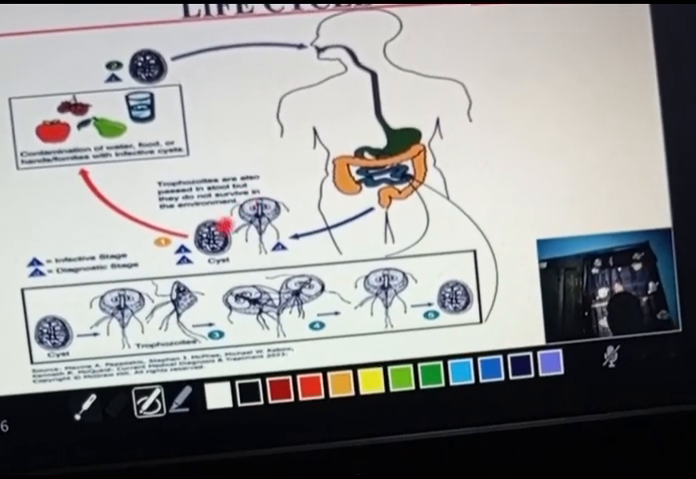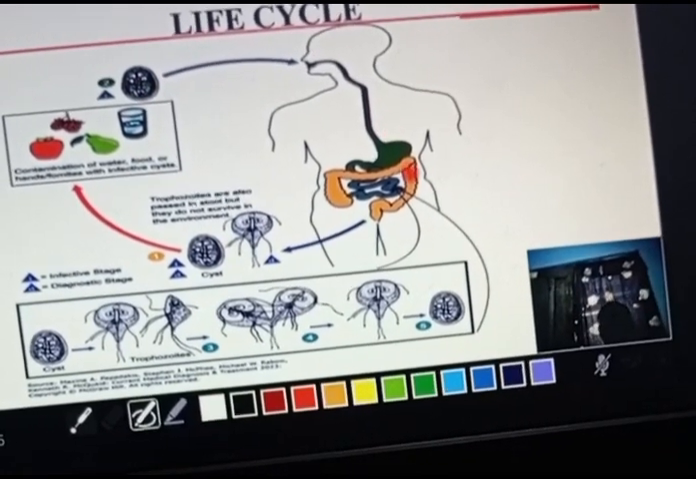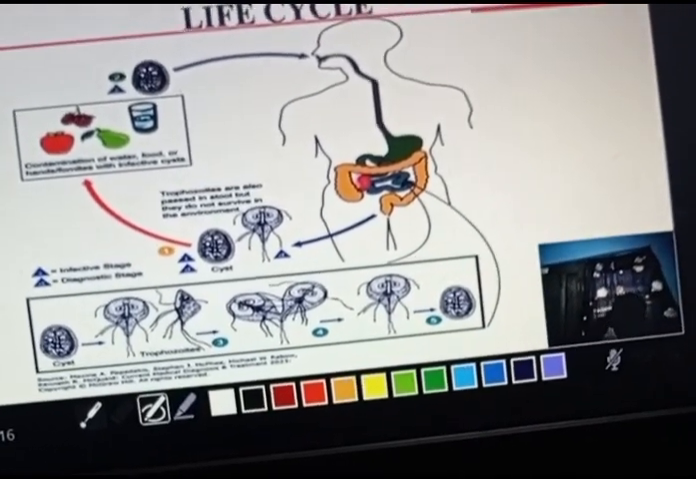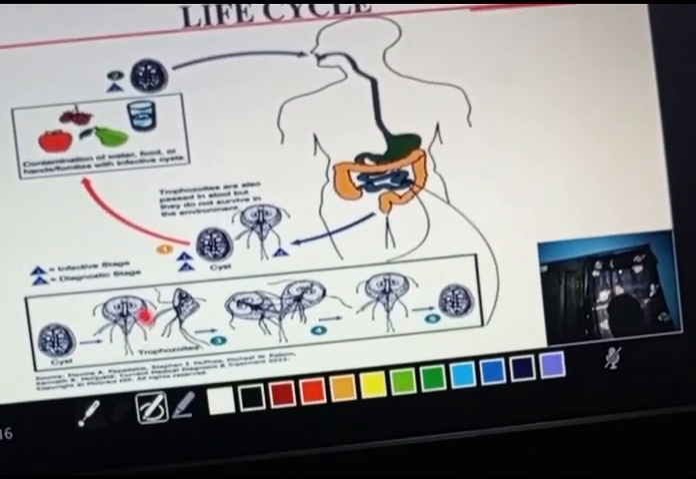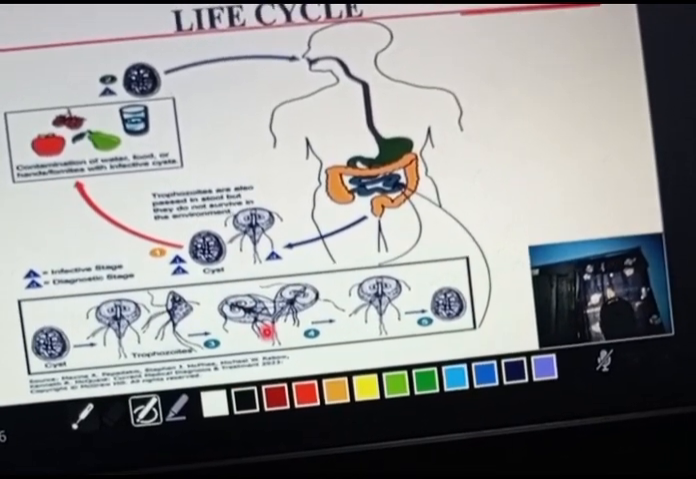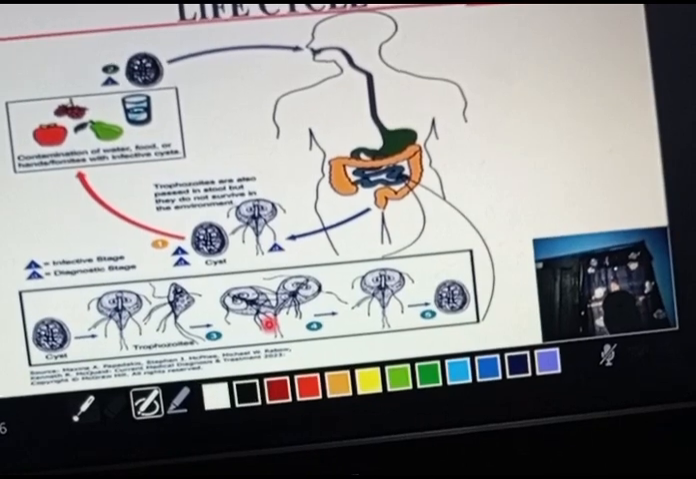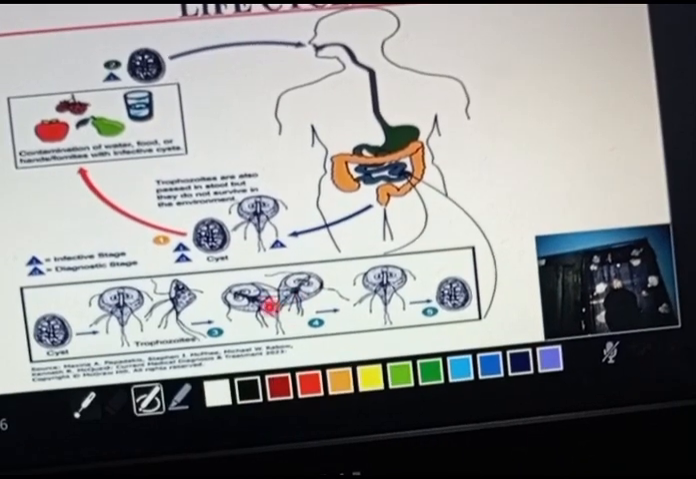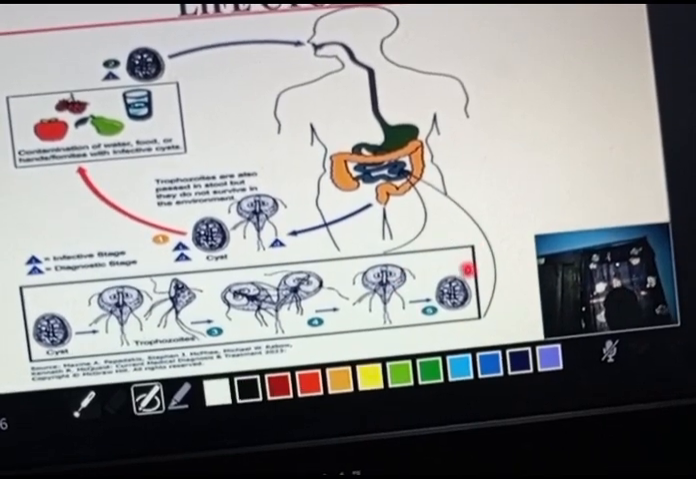While the cyst can survive, when we take in these contaminants into our gut system, it passes down to the small intestine. When it gets to the small intestine, the cyst will excyst, producing two trophozoites. These two trophozoites undergo binary fission to produce more trophozoites, and they undergo binary fission to produce the trophozoite and the cyst again.